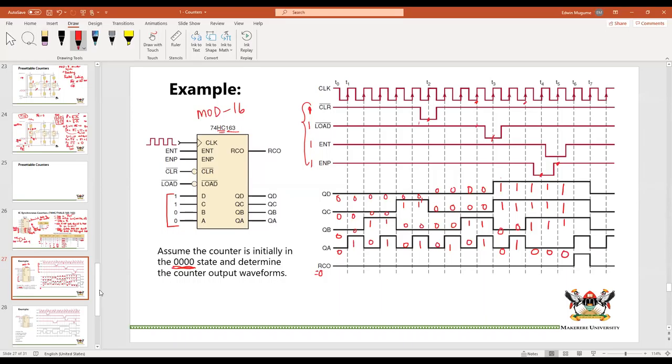And then in the next one, all of them are back to 1. That is at this point. All of them are back to 1, meaning that we count to the next state, which is 1111. And because this is the terminal state, RC not also will go back to 1. And then you can see that we continue counting, but in this case, this is the terminal state, meaning we go back to 0000. And so RC not will also go back to 0, and so on and so forth.